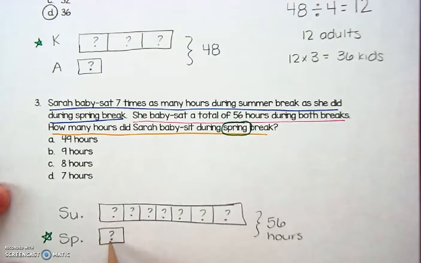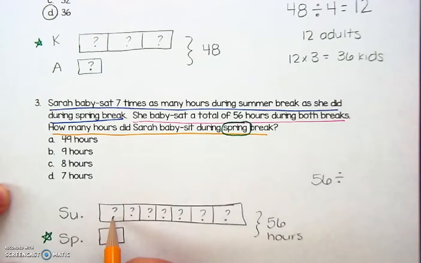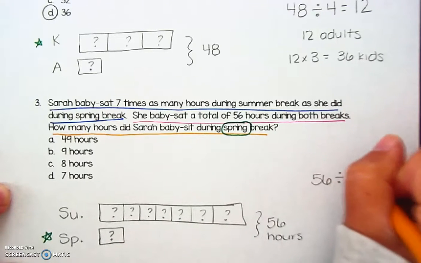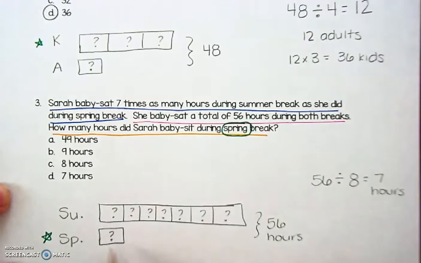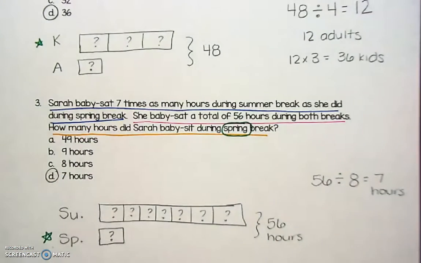So now to figure out the mystery number in each box, I can take 56 and I can divide it by 1, 2, 3, 4, 5, 6, 7, 8 groups. 56 divided by 8 is a basic fact, so that's 7 hours for each mystery number. And since I'm only looking for spring break, I don't have to do any more work. I'm done. I have my answer of 7 hours during spring break.